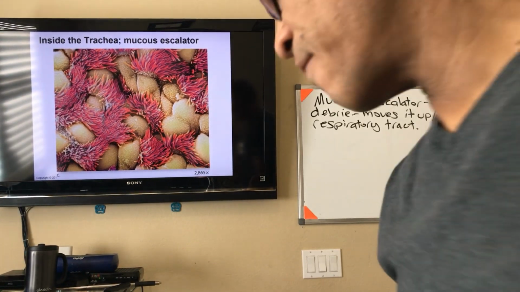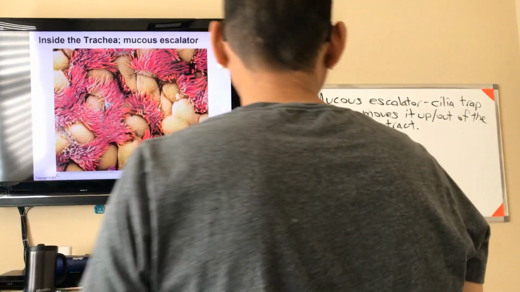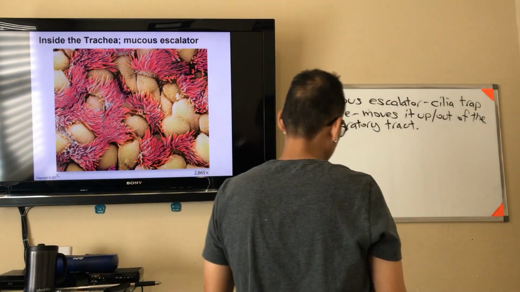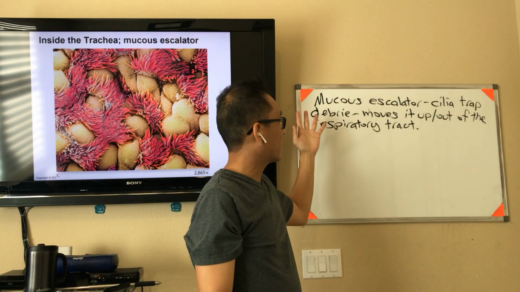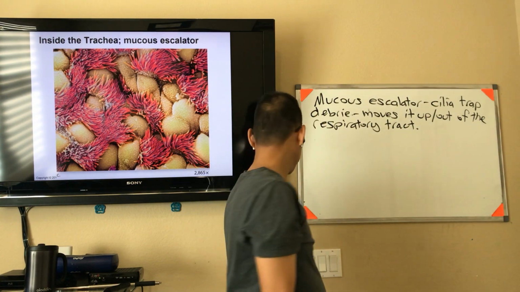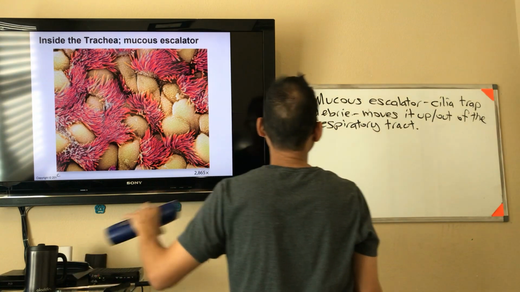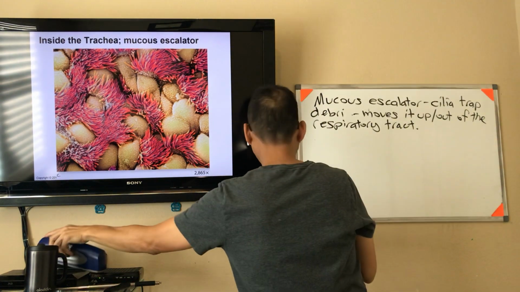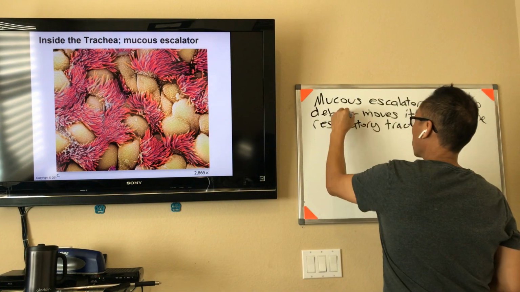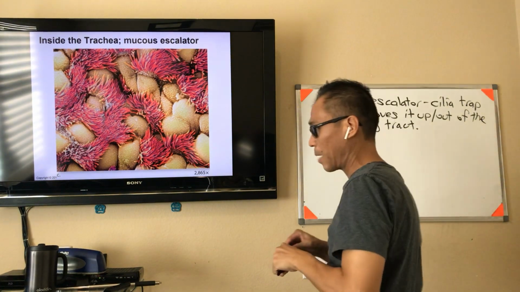So the notation I have for a mucus escalator, just like an escalator at the mall, this one is talking about the escalator that goes up. All the cilia helps trap debris to help move it up and out of the respiratory tract.